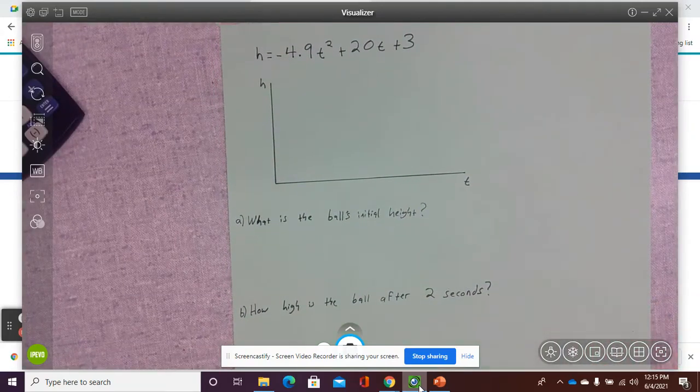Okay, this is a recap video for our lesson about projectile motion. What is projectile motion? Well, it's the flight of an object that's been thrown or shot into the air and then gravity is acting upon it.